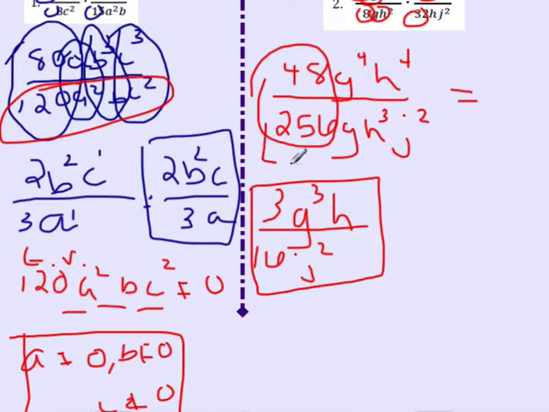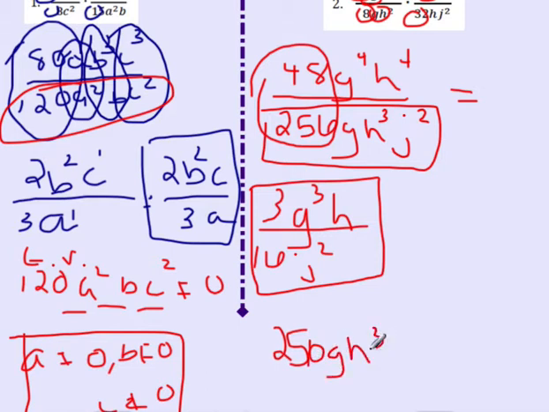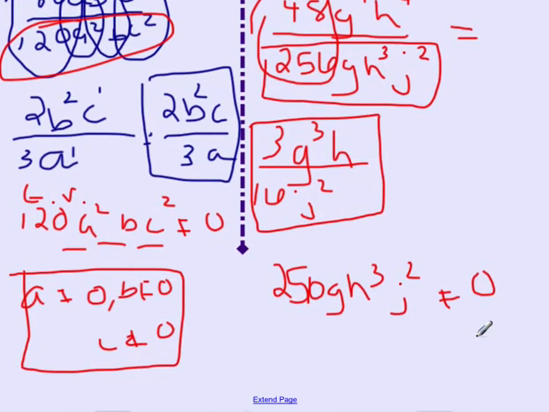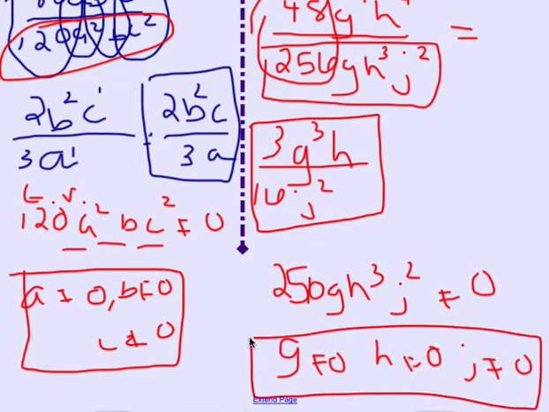Now I need to calculate my excluded values, which come from here. So we have 256 g h cubed j squared cannot be equal to 0. That tells us that g cannot be 0, h cannot be 0, and j cannot be 0. So none of those can be 0.